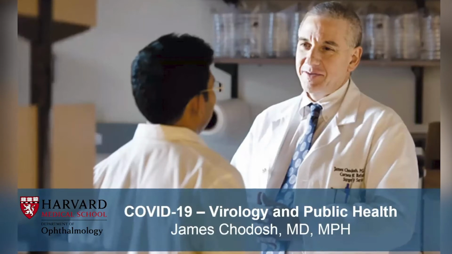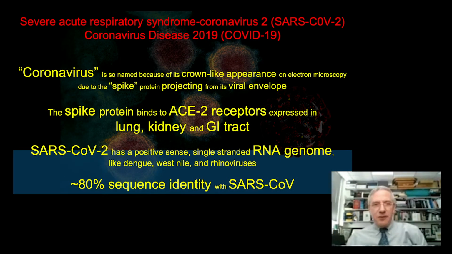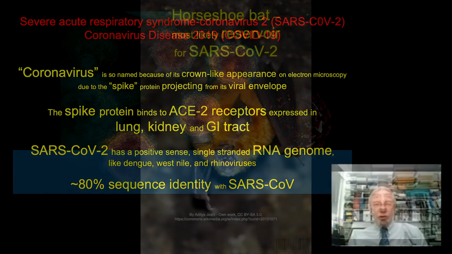Thank you so much for the opportunity to speak this morning. I think all of you know a lot about this virus and the disease it causes, but just briefly, coronavirus is named because of its crown-like appearance on electron microscopy, and this is due to the spike protein which projects externally from its viral envelope. The spike protein is the ligand binding to ACE2 receptors on mucosal epithelium, and this virus has a positive sense single-stranded RNA genome, much like dengue virus, West Nile virus, and the cause of the common cold, the rhinovirus. And it has about 80% sequence identity with the original SARS virus.